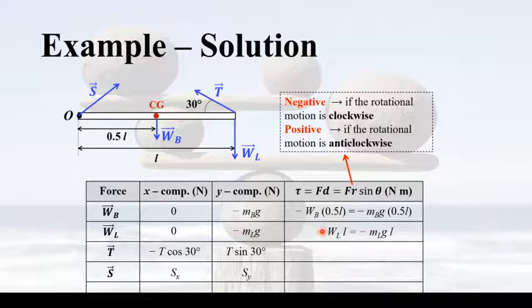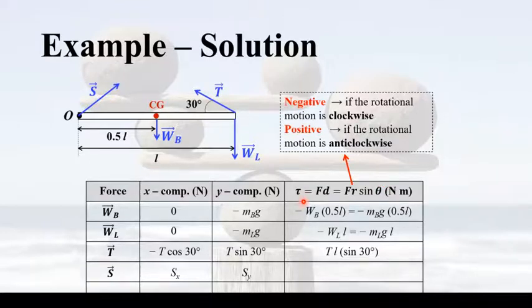So for WL, negative WL times L. The weight of the load times the distance between the point of the force vector and the rotation axis. The distance between these two points. So we have L here. Negative because once again it is moving in the clockwise direction. And then the torque for T. So now as you can see here, I have the T here. Not T cos theta, not T sin theta, but resultant T. So T L sine 30 degrees.